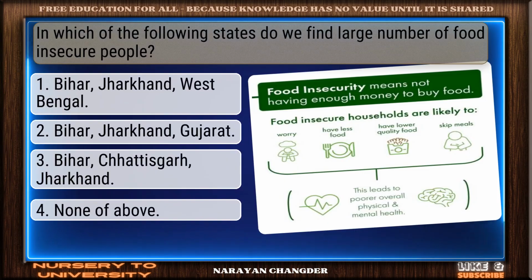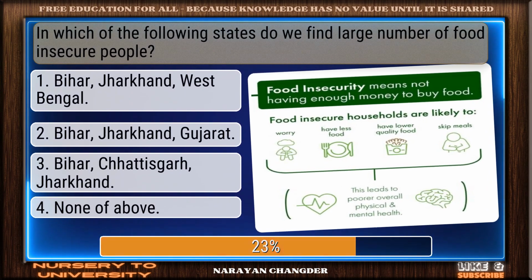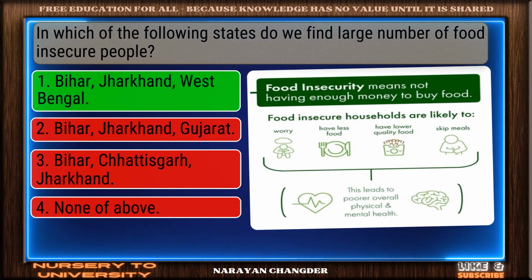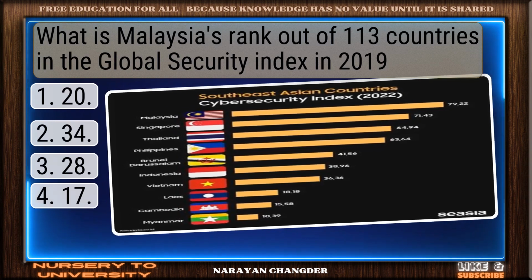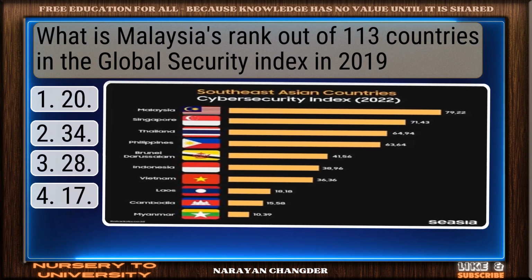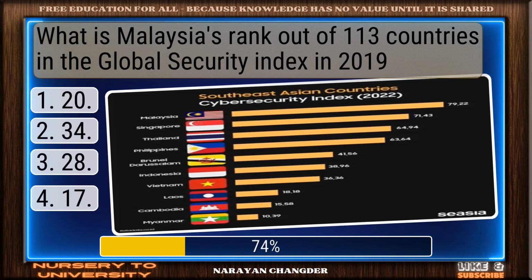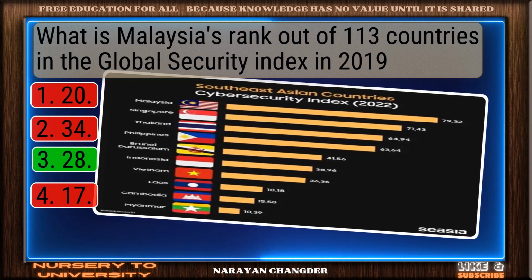In which of the following states do we find large number of food insecure people? Perfect. Bihar, Jharkhand, West Bengal is the correct choice. What is Malaysia's rank out of 113 countries in the Global Food Security Index in 2019? Nicely done. 28 is a solid answer.